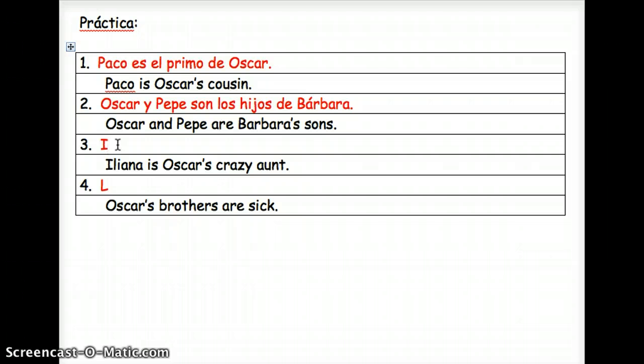All right, Ileana is Oscar's crazy aunt. What you really need to say is, Ileana is the aunt crazy of Oscar. Ileana. Es, once again, we're talking about a relationship. La, because it's an aunt, female. Tía. Loco is how you say crazy, and we're talking about his aunt, so loca de Oscar.